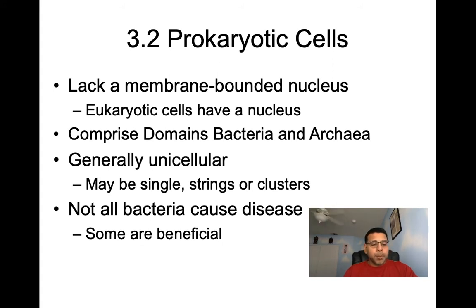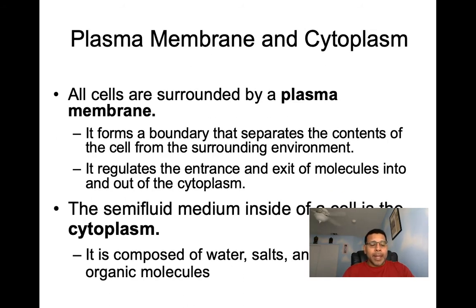Next, when we move through, I'd like you to know prokaryotic cells have a plasma membrane. Basically, all cells are going to be surrounded by a plasma membrane. Since we're talking prokaryotic cells, we'll see they have a plasma membrane which surrounds the cytoplasm. This plasma membrane forms a boundary that separates the contents of the cell from the surrounding environment. Also, it's going to regulate the passage of molecules into and out of the cytoplasm.